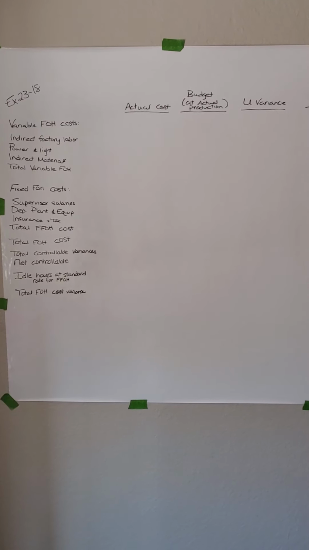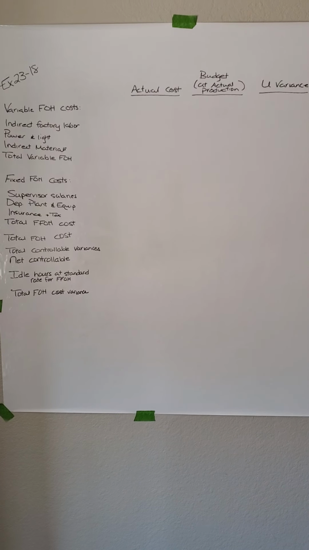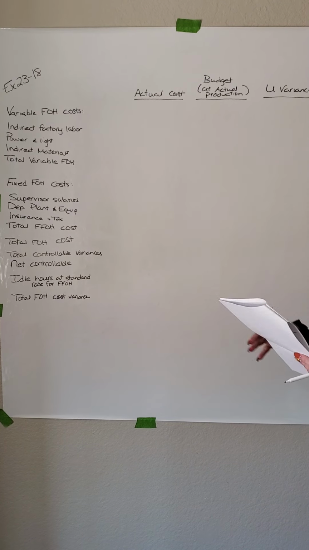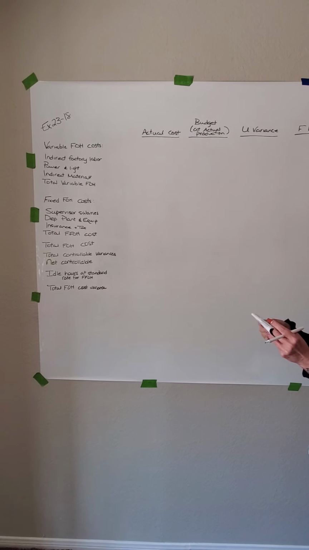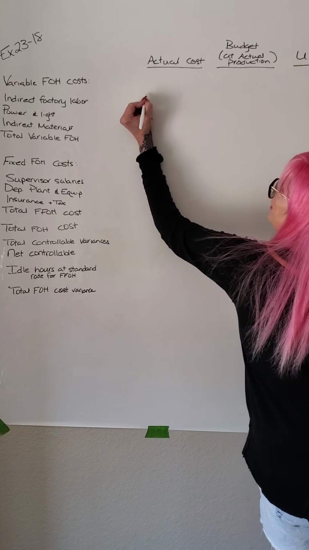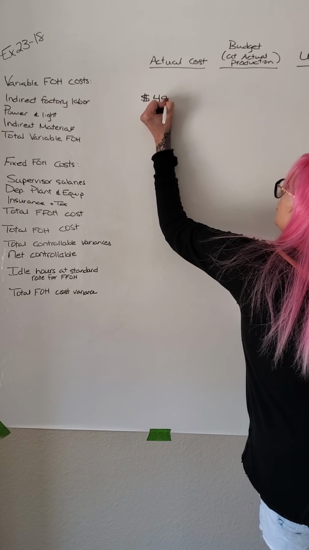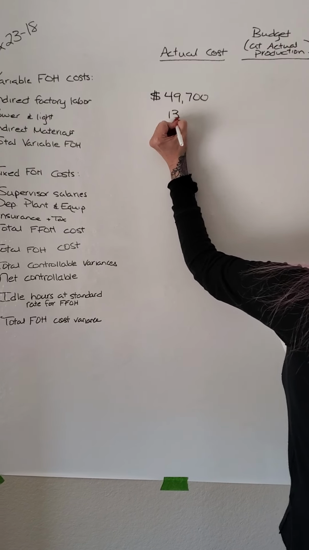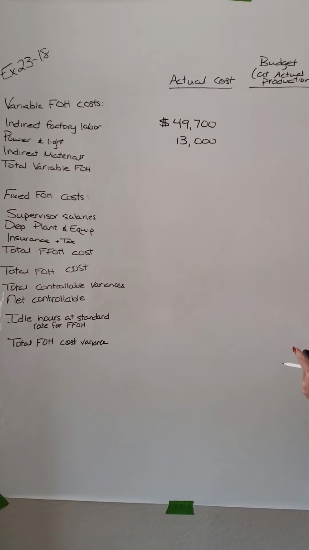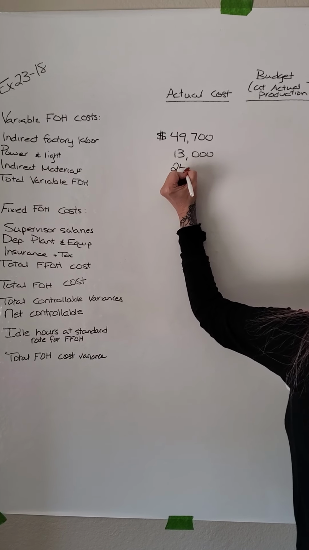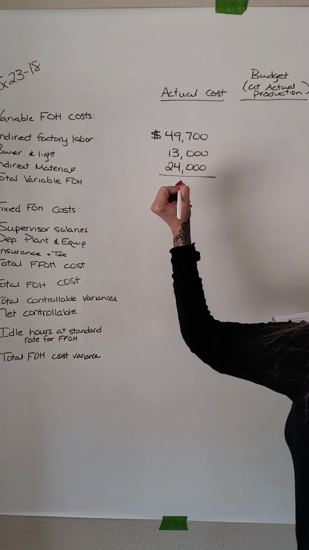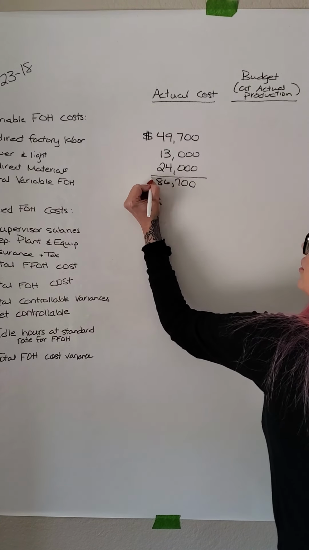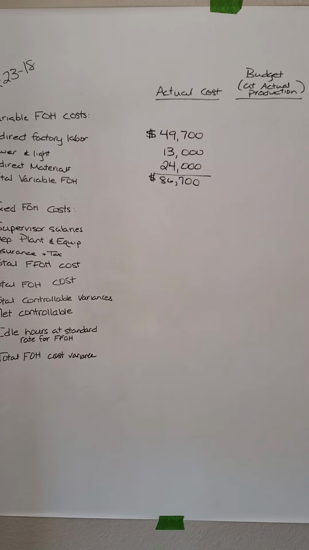So I'm going to start filling in the table for us. Now remember where it said actual cost? I'm going to put that here. So my actual cost for indirect factory labor was $49,700. So that's going to go here. Here I'm just taking the information they've already given us and entering it in. $13,000 for power and light, and $24,000 for indirect materials. And I'm going to give us that total, $86,700 for our total variable actual factory overhead.